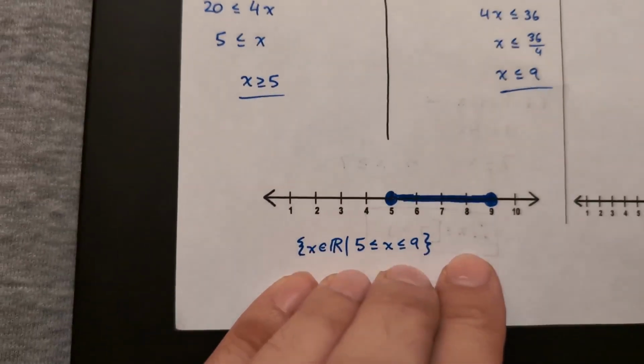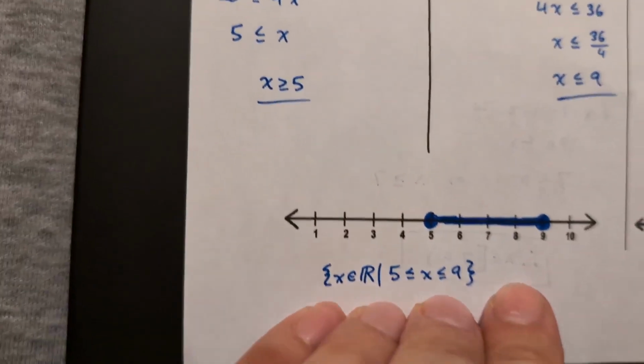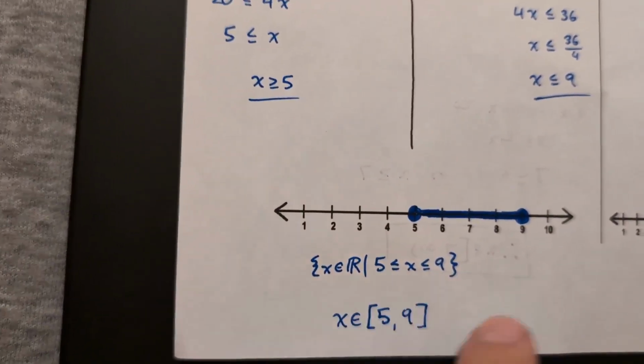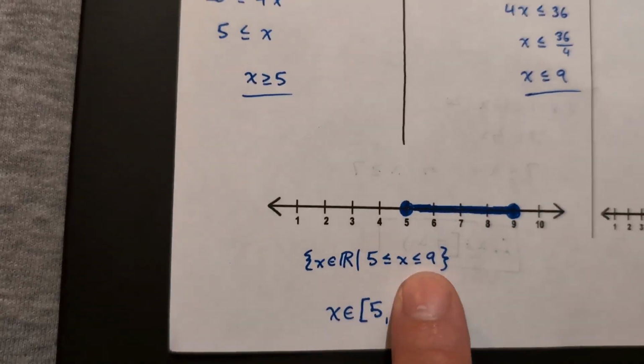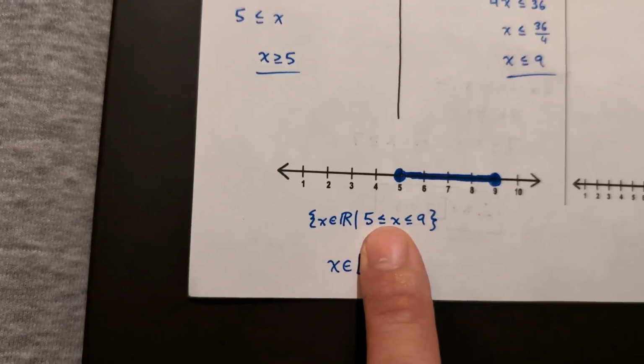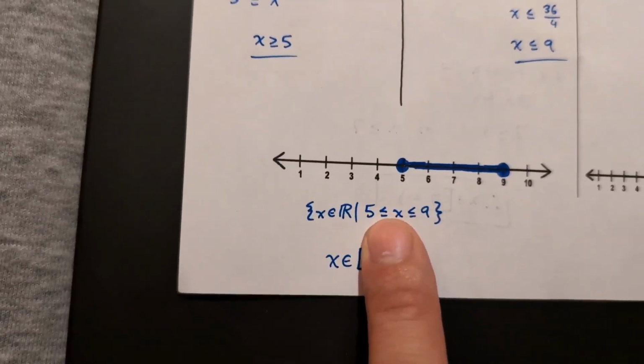In our set notation, this might look familiar. 5 is less than or equal to x, which is less than or equal to 9. So kind of like our minimum value and our maximum value, and x is in between them. And yeah, of course we need less than or equal to symbols because we want to include 5 and 9.